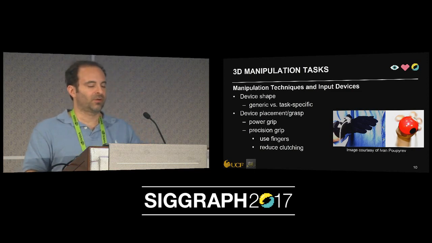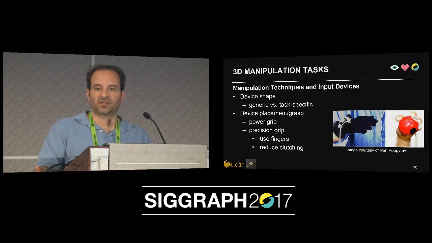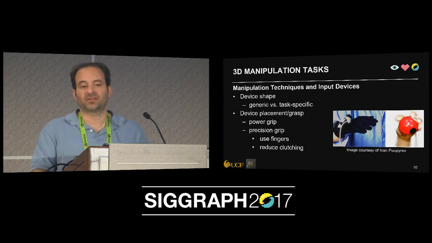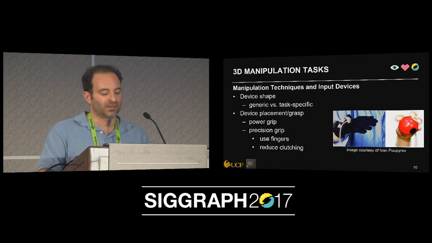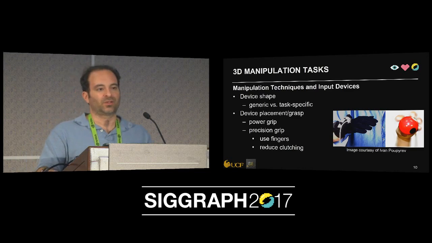Then, of course, you have to always think about the input device that you're using when you're looking at 3D manipulation tasks, right? There's very generic devices that can be used. There's very task-specific devices that can be used, and it really depends on what it is that you're trying to do. There's also placement, right? How you actually hold the device, okay? And you can have what's considered a power grip, which is sort of a general all-purpose grip that allows you to do everything. Then you can have precision grips, where maybe you're using just your fingers to do more precise movements.